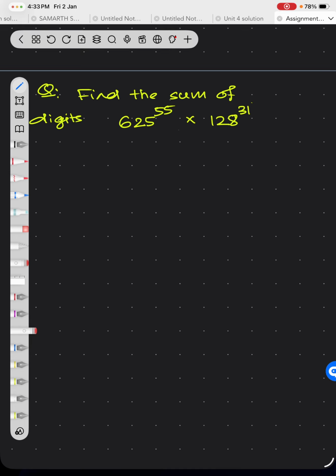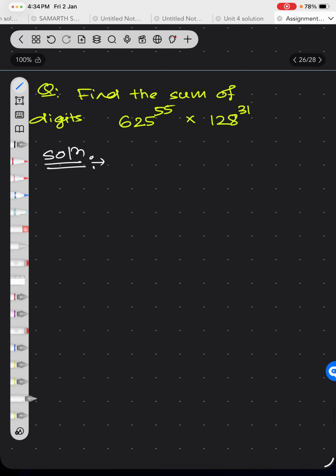If we directly go to find this product, it will be more time consuming, and at the same time there is a possibility that we won't be able to find the product within a short time. So to solve this problem, we are going to use a trick. Okay, so how can we solve it?